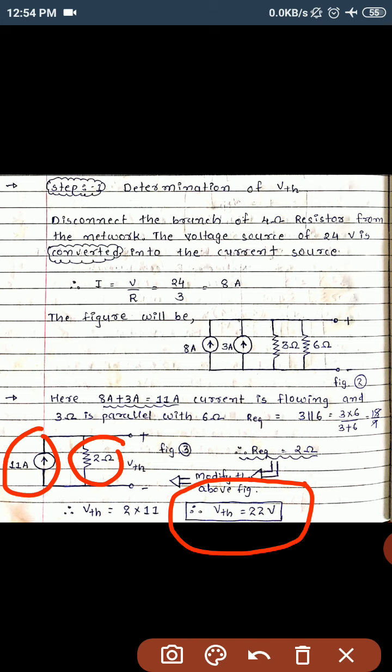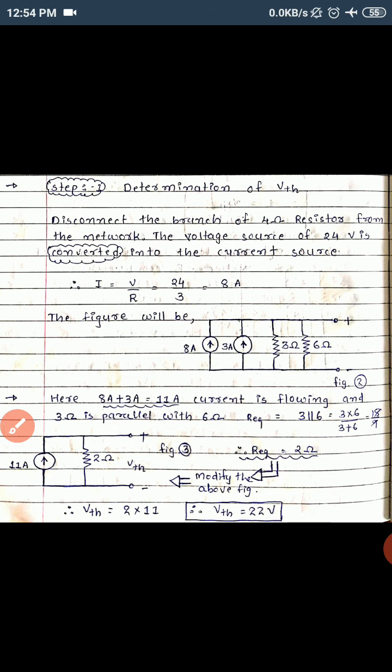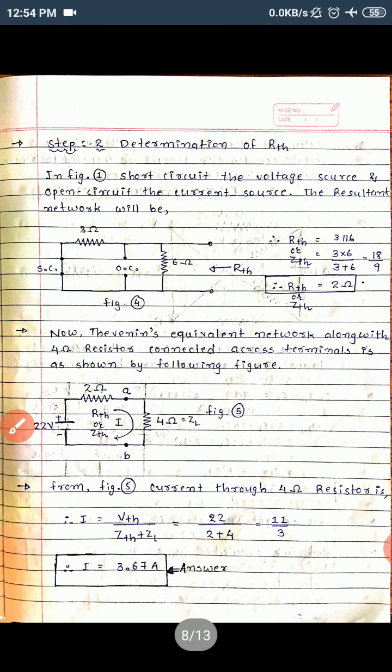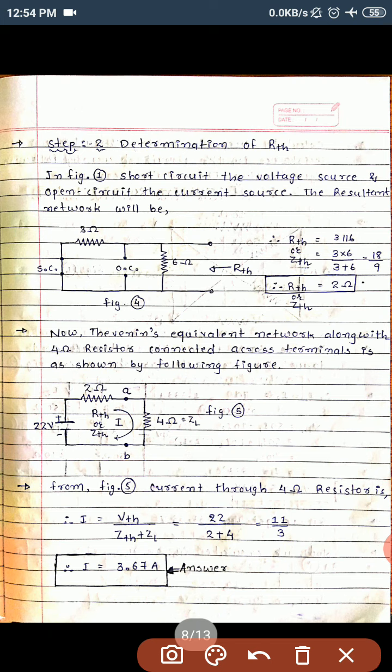So friends, by using the open circuit terminal and converting the voltage source into a current source and simplifying the network, we get the value of VTH, that is 22 volt. Now what is our step number 2? Our step number 2 is determination of RTH, or we can say ZTH. Both are the same. So in figure 1, short circuit the voltage source and open circuit the current source, and from the terminal AB we see how many resistances are given and calculate the value of RTH.